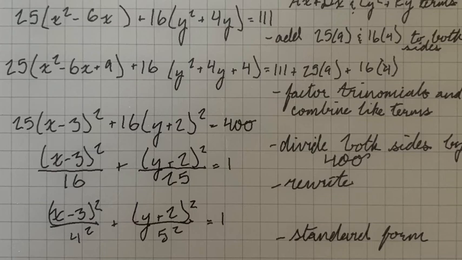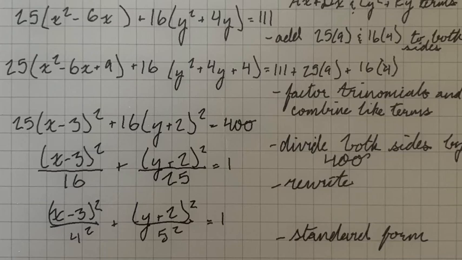Now, what completing the square did was give us two perfect square trinomials on the left-hand side. So what we're going to do is factor those perfect square trinomials to binomial squared form. The first perfect square trinomial will factor to x minus 3 squared, and the second trinomial will factor to y plus 2 squared. And when you combine the like terms on the right-hand side, the left-hand side will be set equal to 400.